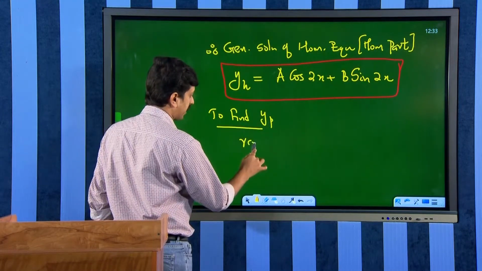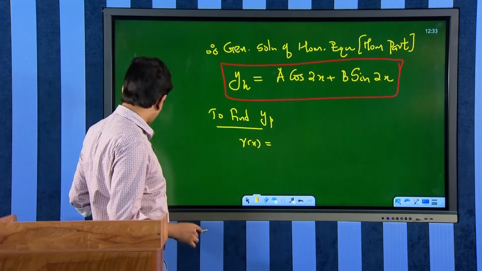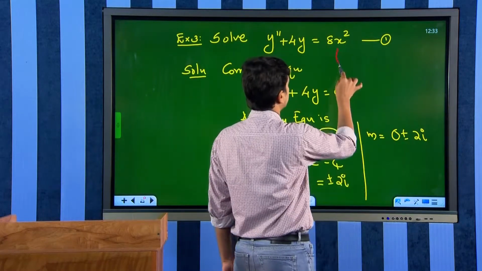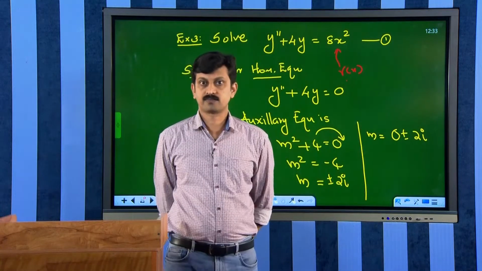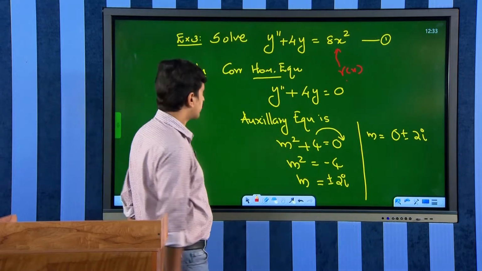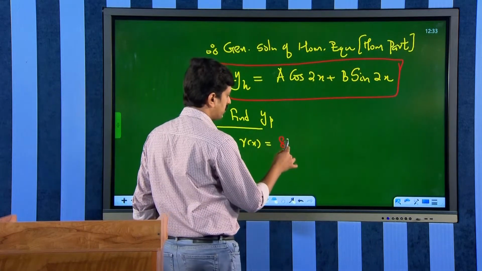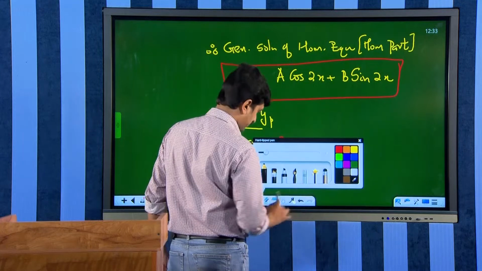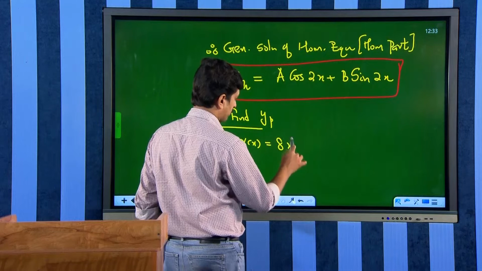See, we have to analyze r of x. So, which is r of x? Come back to our equation, this is our r of x. So, r of x is a polynomial function. Because it is a polynomial function, it is a second degree polynomial. r of x is equal to 8x square.